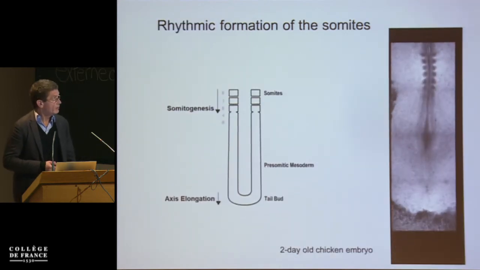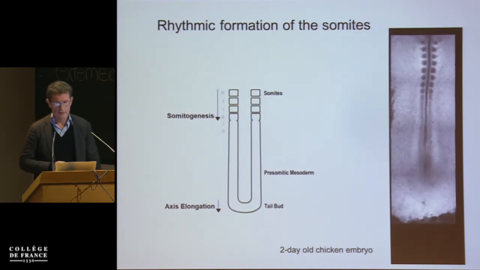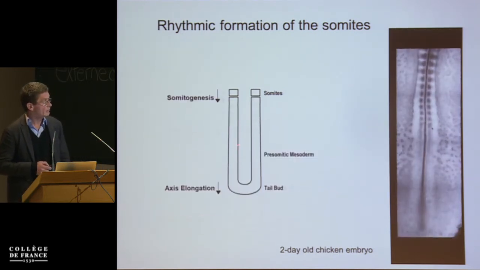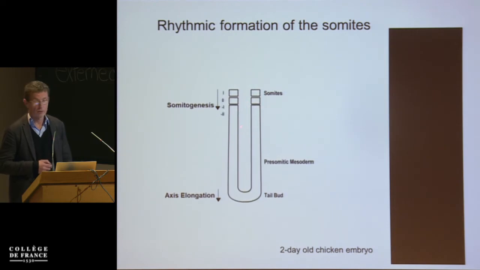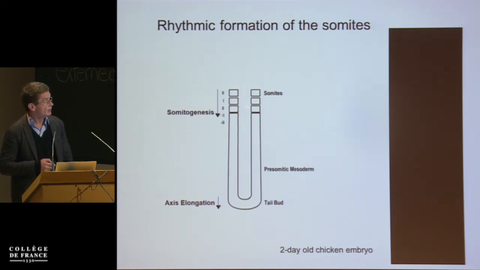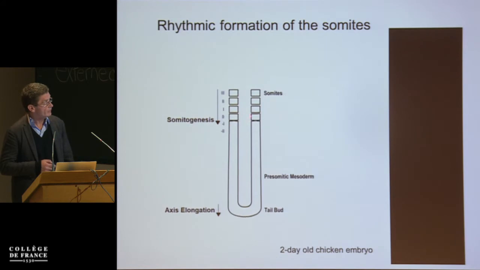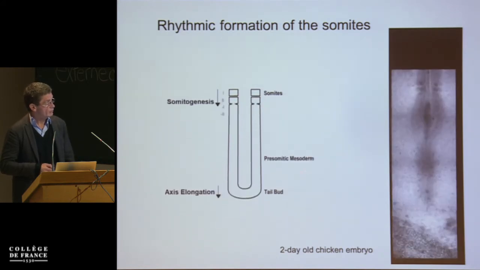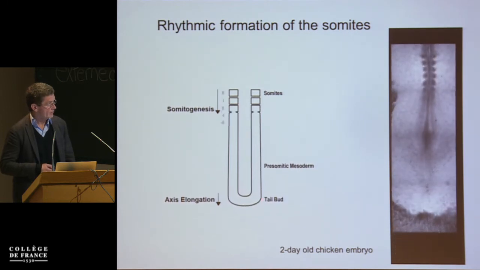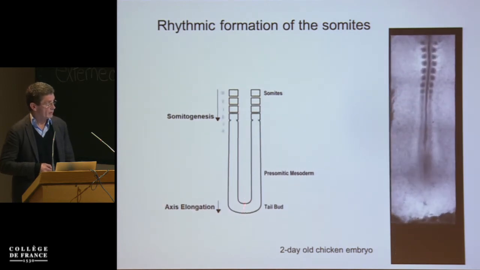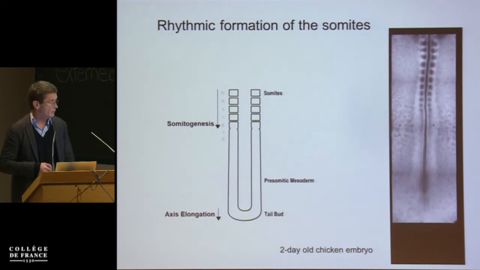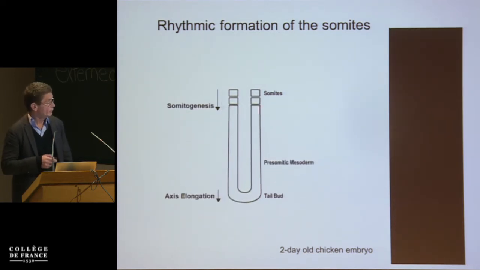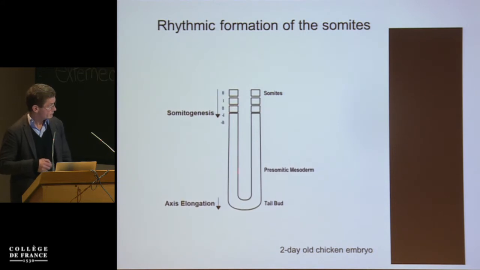So first I'll start by introducing segmentation, and I just want to remind you that in vertebrates, segmentation arises from the formation of the embryonic somites, which are epithelial structures that are generated in a rhythmic fashion at the tip of a tissue called the presomitic mesoderm, which itself derives from gastrulation at the level of the primitive streak and the tail bud. And so this tissue here forms the so-called paraxial mesoderm.